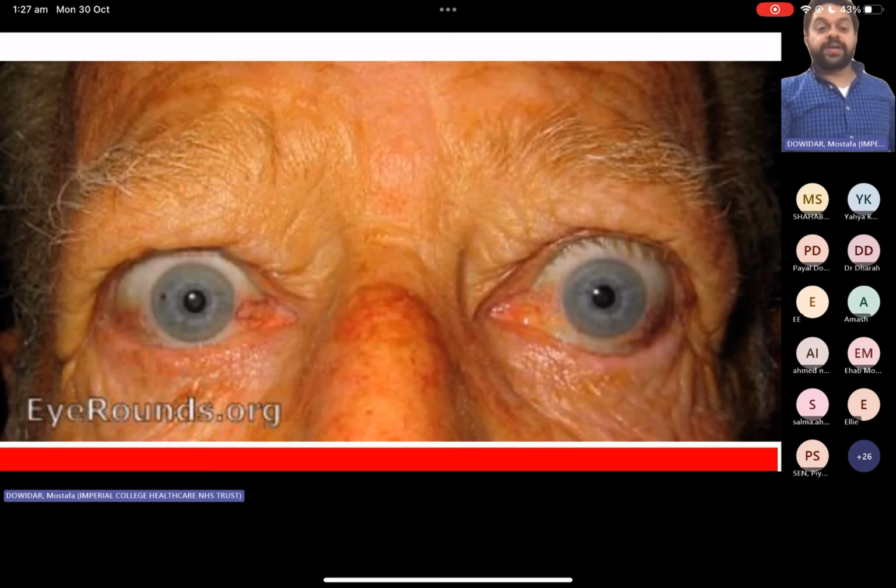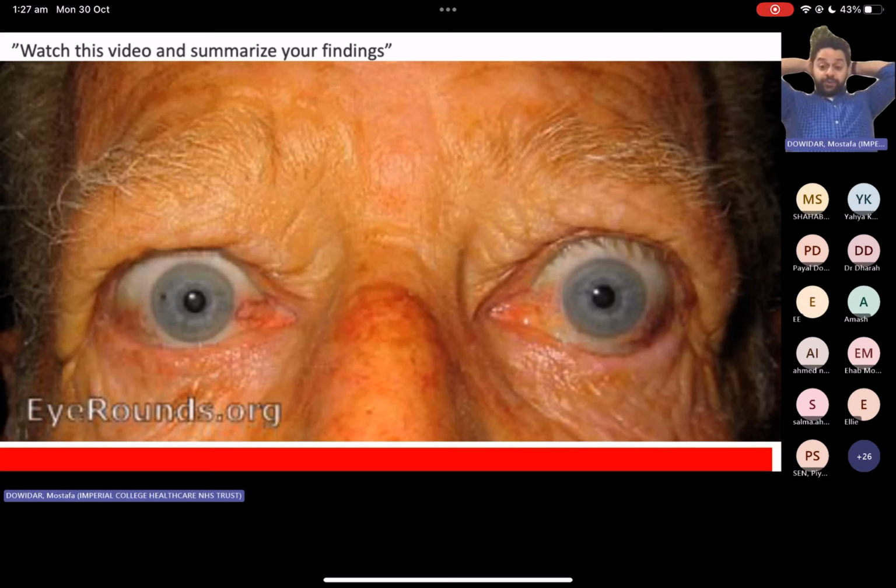Yeah. Right. Again, this is a video. Again, imagine that this patient is trying to look right and left, or up and down. It's not moving much. So, describe, summarize your findings. What can you say?